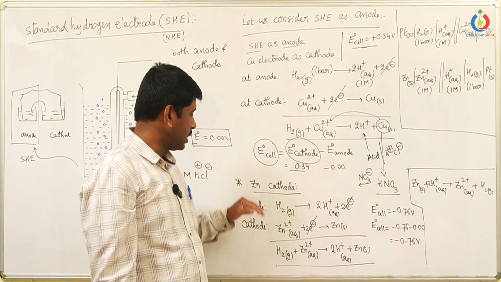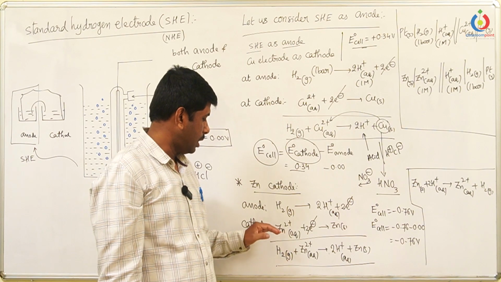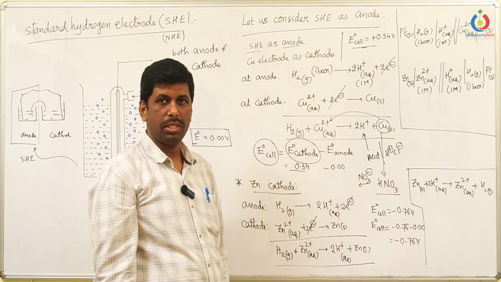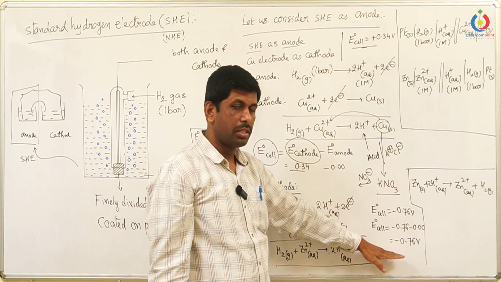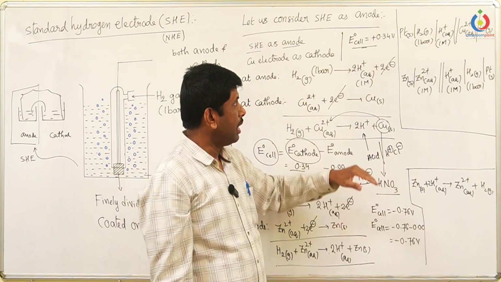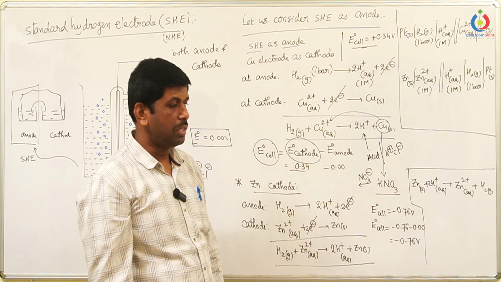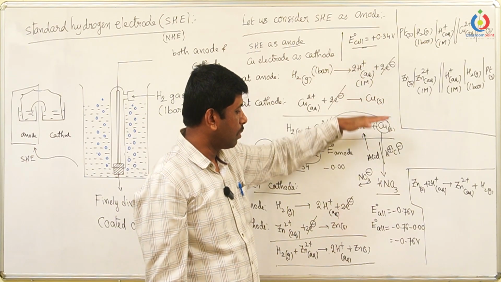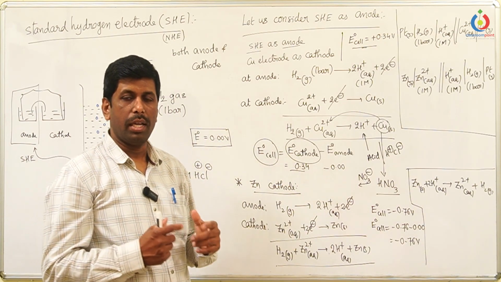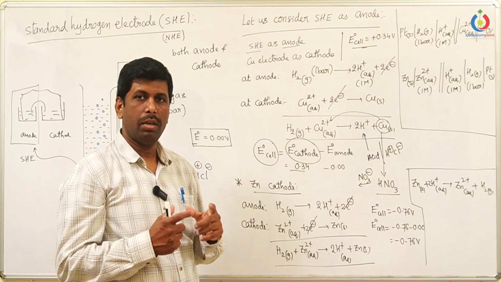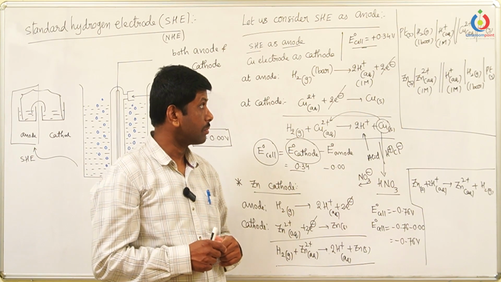One is copper as cathode, second one is zinc as cathode. When copper is cathode, it is 0.34, and when zinc is cathode, it is minus 0.76. The reduction potential is higher for the copper electrode and lower for the zinc electrode. Whenever the reduction potential is higher, that electrode always acts as the cathode. That means whenever you want to join the copper electrode and zinc electrode to construct the cell, keep the higher electrode potential as the cathode and the lower electrode potential as the anode.